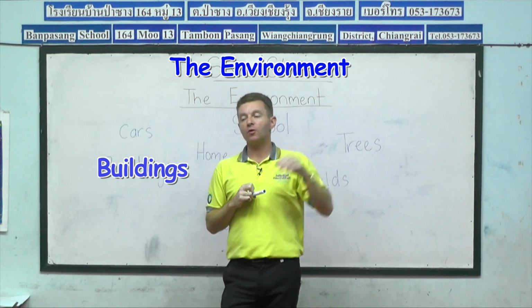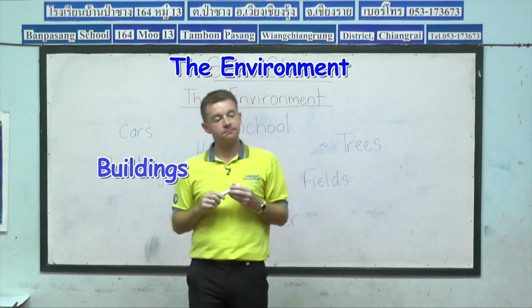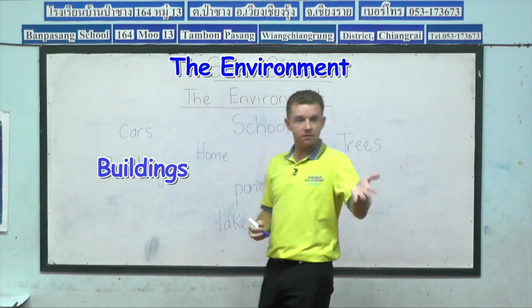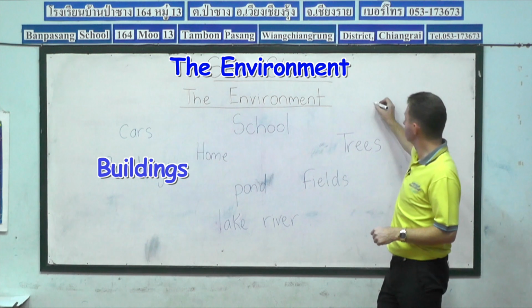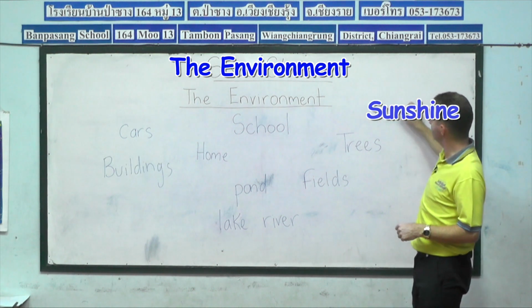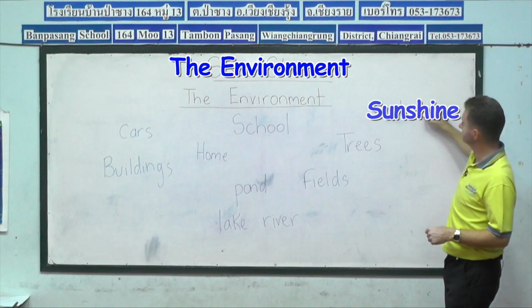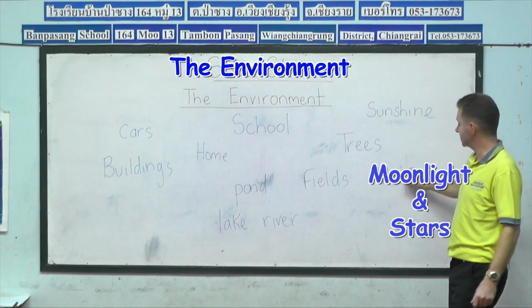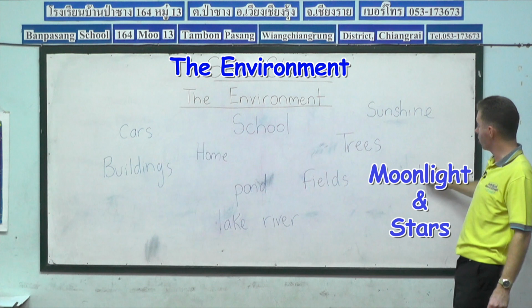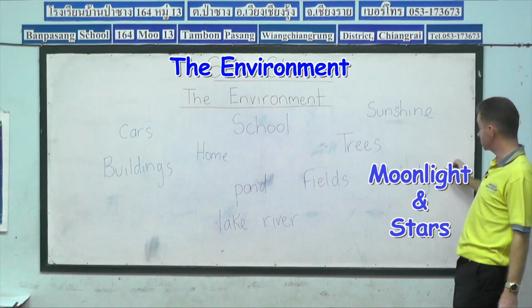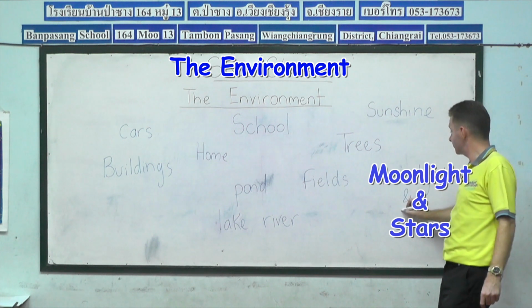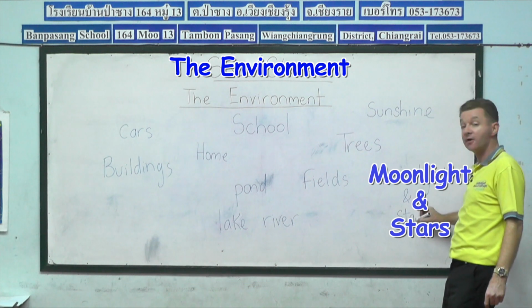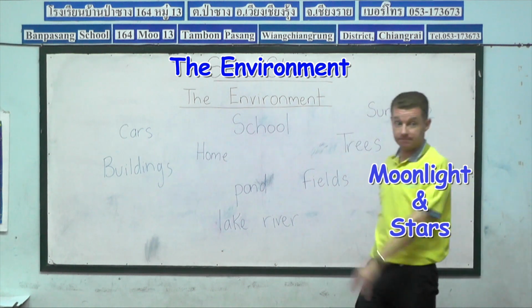Have a look, when you look into the sky, what can you see? Sunshine. Yes, sun or sunshine, also part of our environment. But what about nighttime? Moon. The moon. And we say sunshine or moonlight and stars. Moonlight and stars, still part of the environment because we can see them.